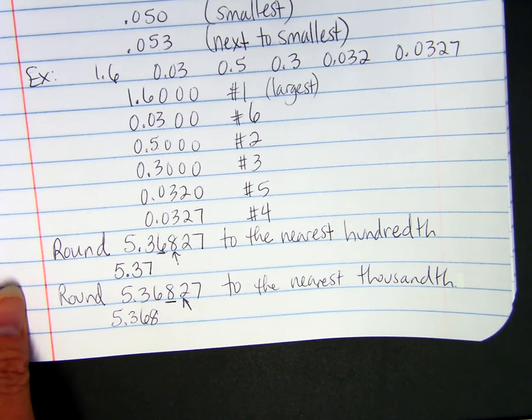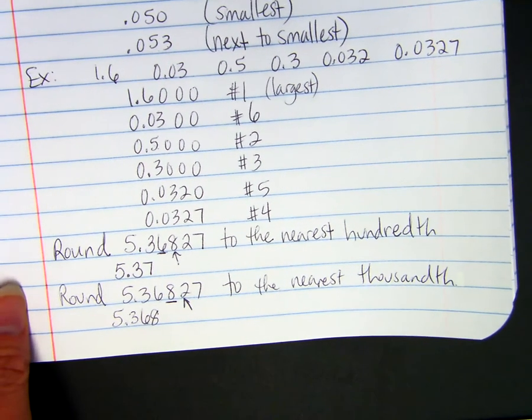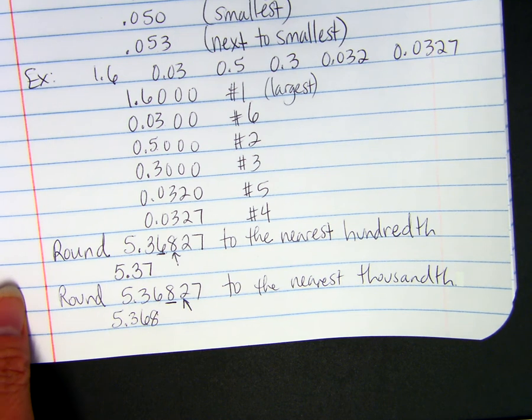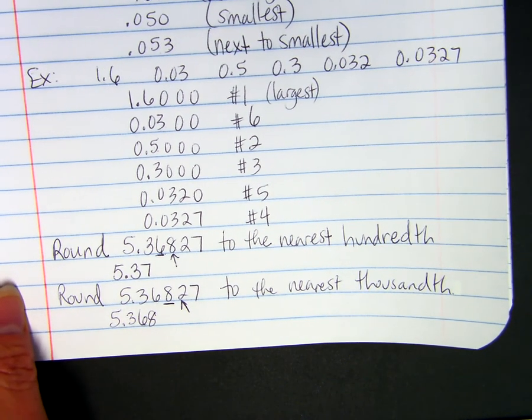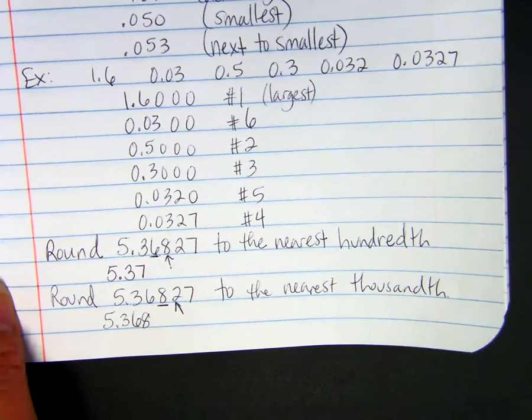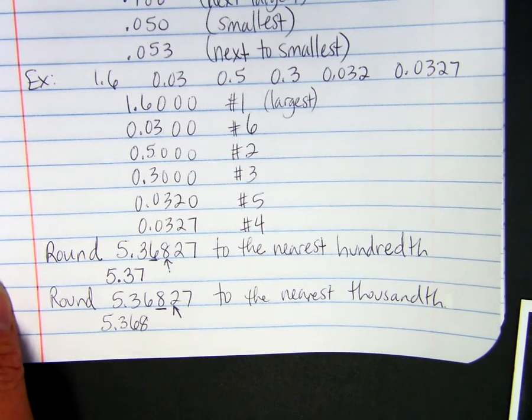So the only difference really between these and whole numbers is after you do the rounding, in decimal numbers you drop off the rest, and in whole numbers they change to 0. So that's the lesson for today.